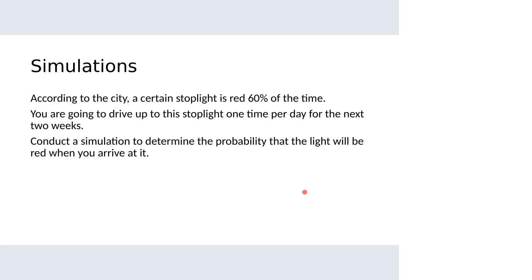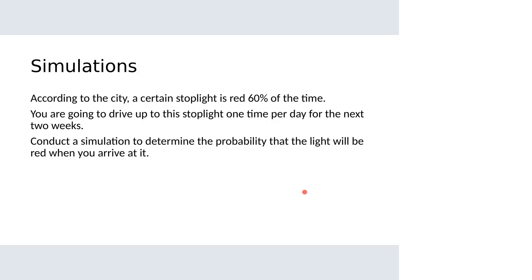According to the city, a certain stoplight is red 60% of the time. You're going to drive up to this stoplight 1 time per day for the next 2 weeks. Conduct a simulation to determine the probability that the light will be red when you arrive at it.